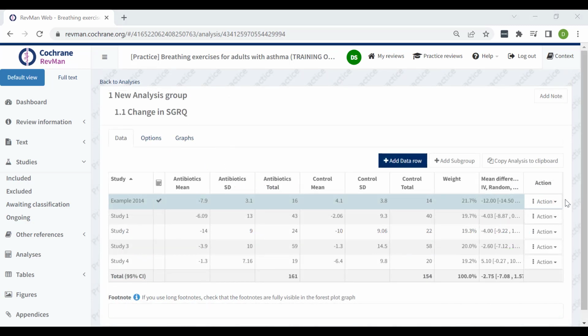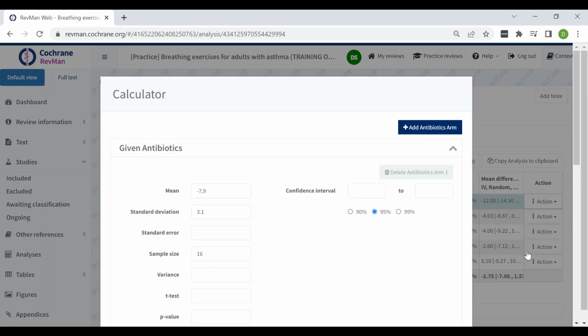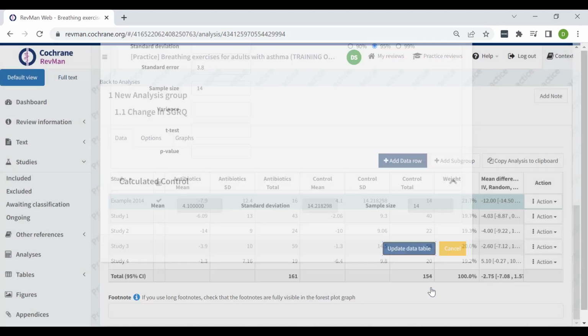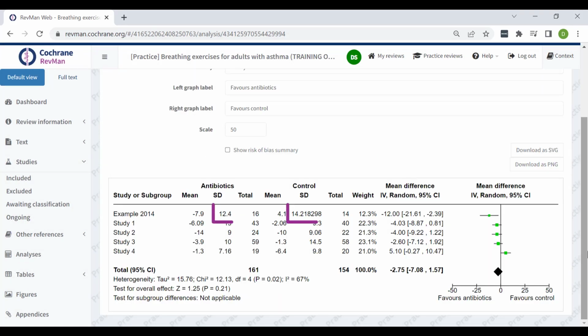The same applies for the changes in SGRQ, which we saw previously. These standard deviations, which we think may be standard errors, can be removed and replaced as a standard error instead. And the same 3.8 can be removed from the standard deviation box and replaced as a standard error instead. We now have standard deviations which are much more in keeping with the other studies. We find that I-squared has dropped somewhat to 67% and that the overall data set seems to fit better.